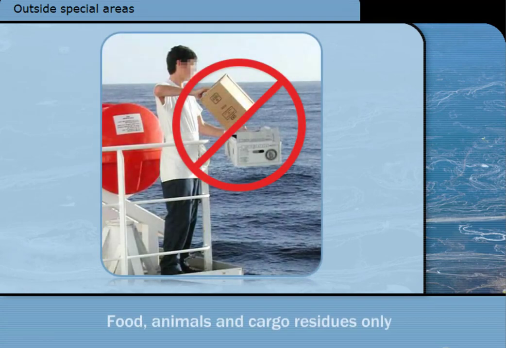While the ship is outside a special area, only garbage discharges into the sea of food, animal carcasses or unrecoverable cargo residues are allowed. The ship must be en route, as far as practicable from the nearest land, but at least the distance from the nearest land set out in MARPOL. Cleaning agents or additives contained in wash water may be discharged into the sea, provided they are not harmful to the marine environment.